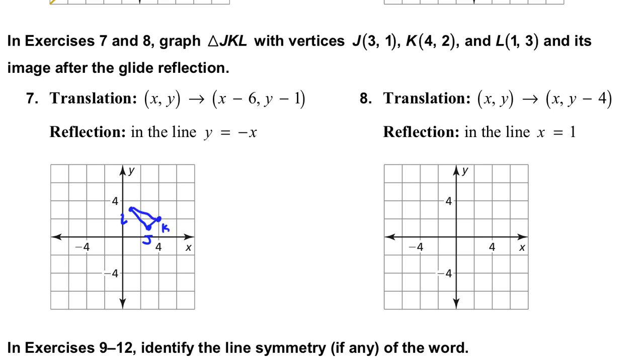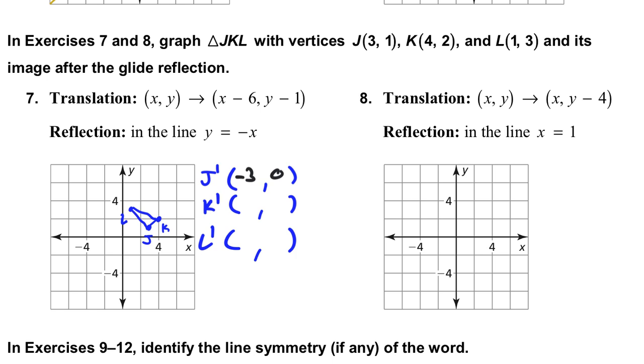Now, if I look at these points, I'm going to first say what's J prime, K prime, and L prime based on our first transformation that we have. The first transformation says I'm going to take every X value and subtract 6. So 3 minus 6 would be -3. Then I'm going to subtract 1 from the Y value. So 1 minus 1 would be 0.